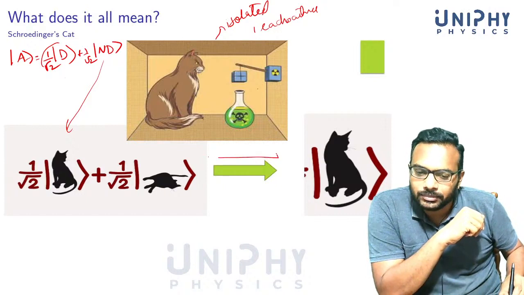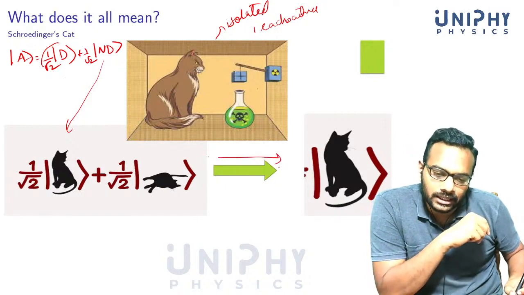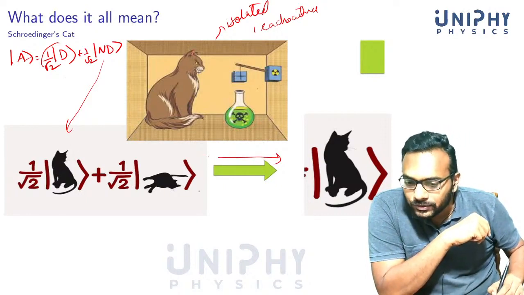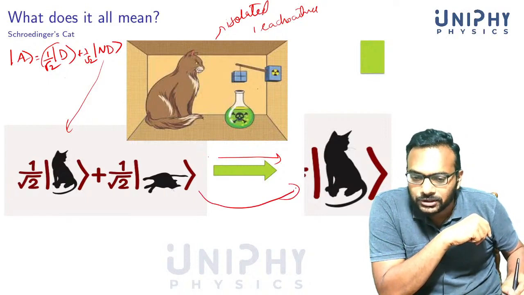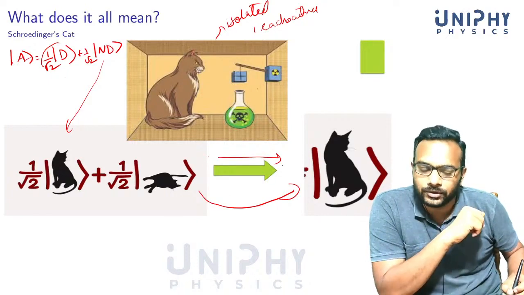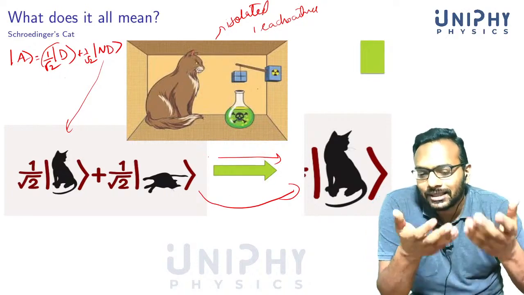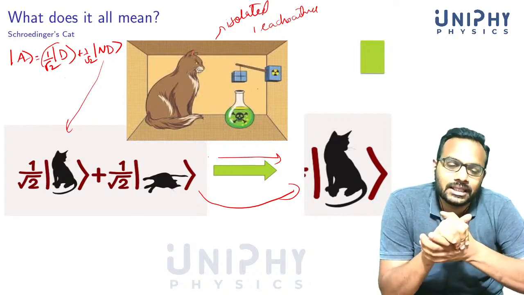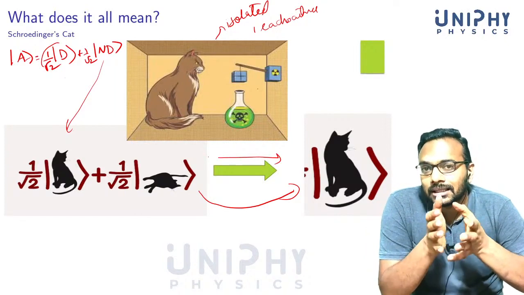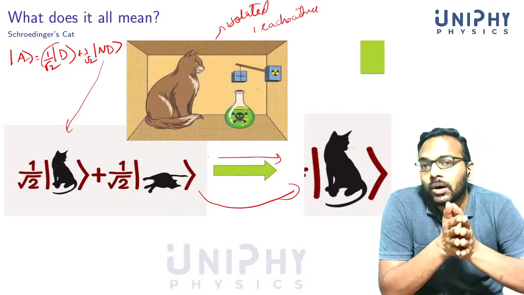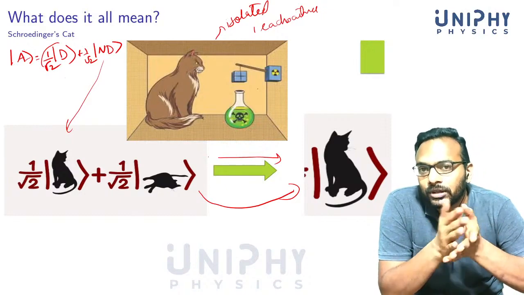Suppose I opened the box and I saw a cat which is alive. The state of the cat has changed from this to this. This is wave function collapse for you. Now Schrodinger is asking, can you believe this? It's so weird. Can you believe this? Now this is a real problem, because we don't know how the wave function collapses or why the wave function collapses.